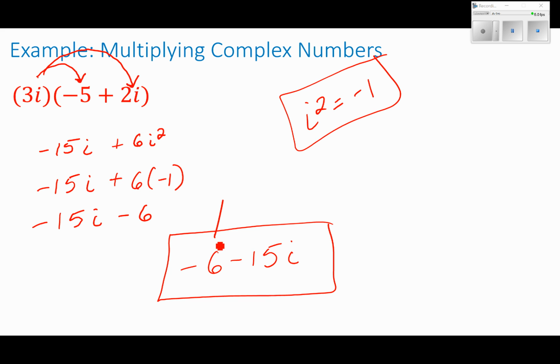Again, we start out with the real, and then we end with the imaginary. That is standard form for complex numbers. Real, then imaginary. Real, then imaginary. I want to see it as negative 6 minus 15i, not negative 15i minus 6.